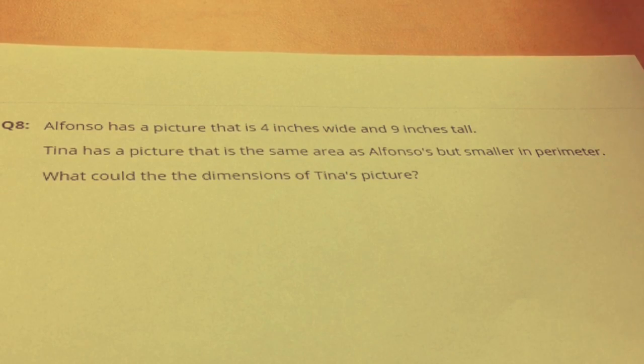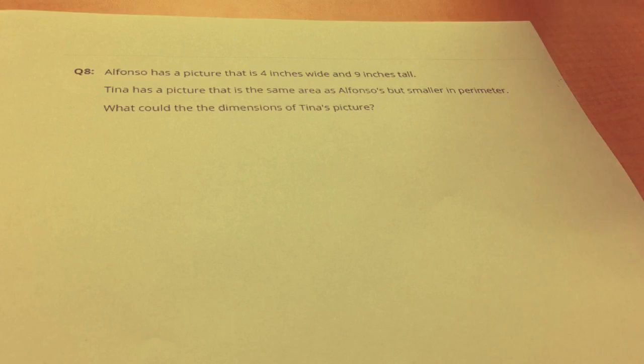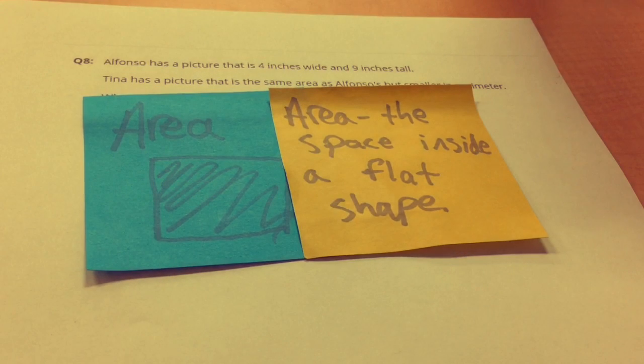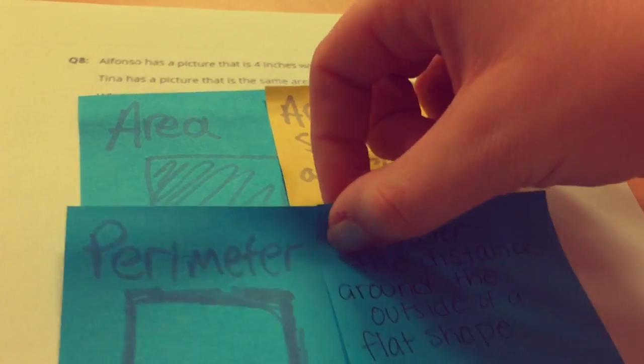All right. We've been learning about area and perimeter. Let's stop and pause to think about what area means and what perimeter means. Welcome back. If you thought that area was the space inside a flat shape, you are correct. Great job. If you thought that perimeter was the distance around the outside of a flat shape, you are also right.